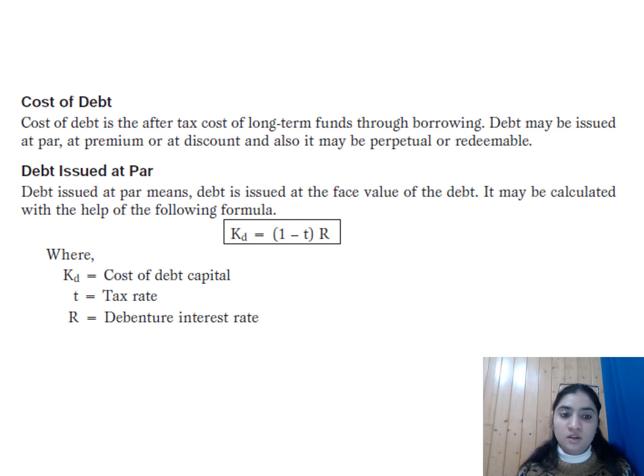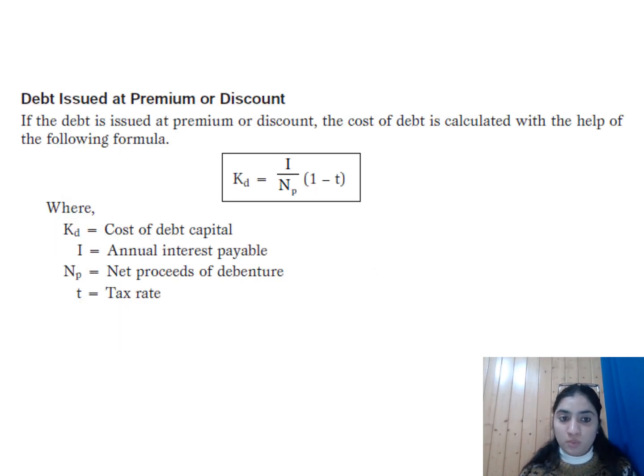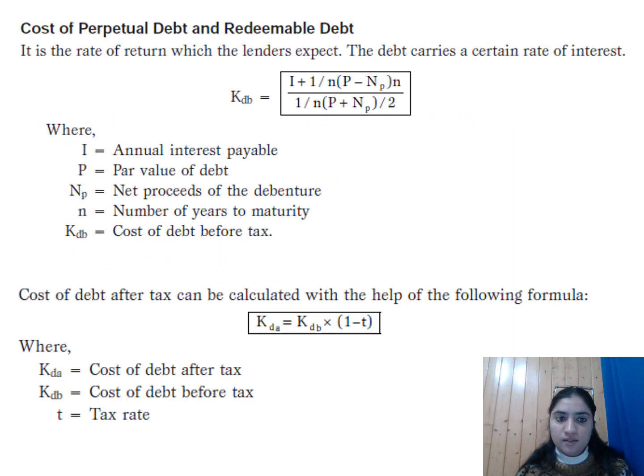However, the formula is given here. When the debt is issued at face value, then the cost of debt is calculated by (1 - t) into r, where t is the tax rate and r is the interest rate at the debenture. So here is the formula that you can see, before tax, pre-tax and post-tax. However, if we move forward, when the debt is issued at premium or discount, then we can calculate over here. The only change is that the tax rate remains the same, 1 - t, and I is the annual interest payable that we are going to pay, divided by n. Also, the cost of perpetual debt and redeemable debt is calculated by using this formula.